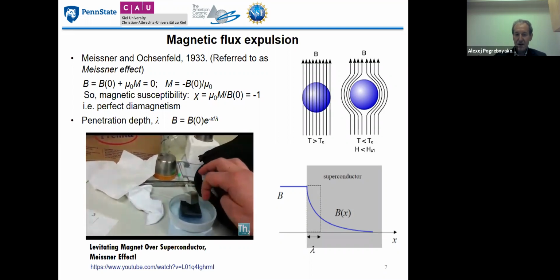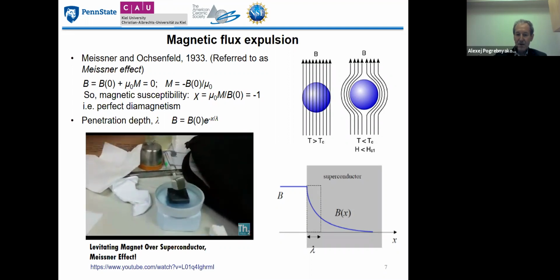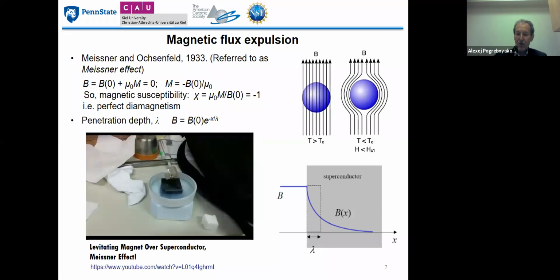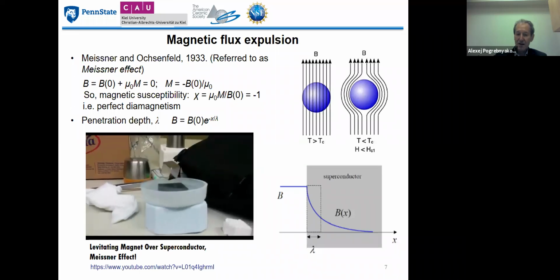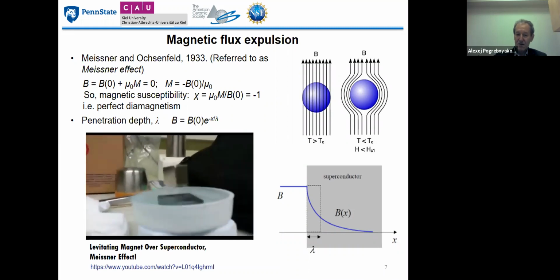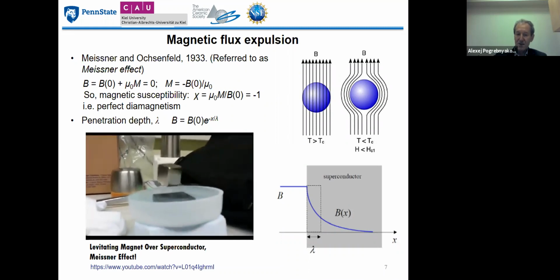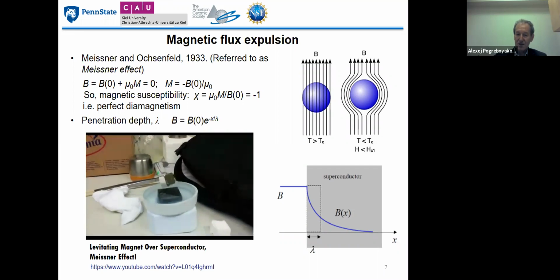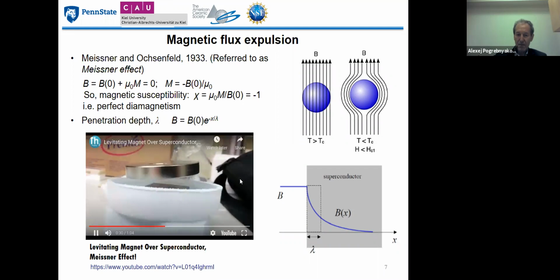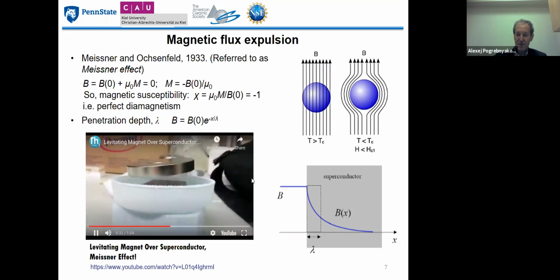So what you see here is a rotating ferromagnet sample over a high temperature superconductor that is placed in liquid nitrogen, and its temperature is below the superconducting transition temperature, so it's in the superconducting state. This is another example.